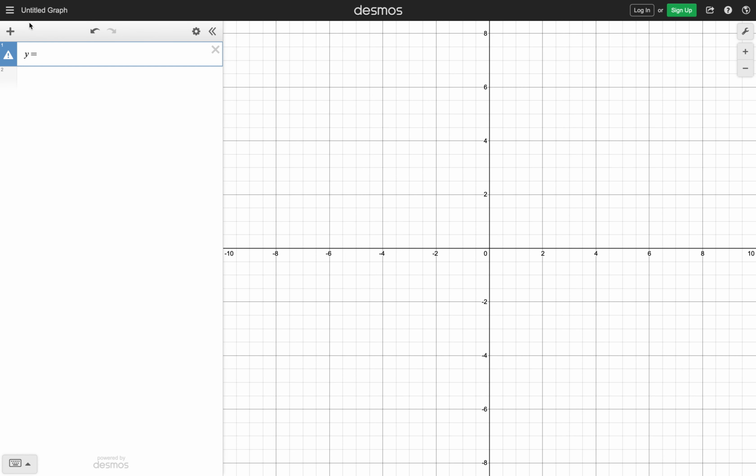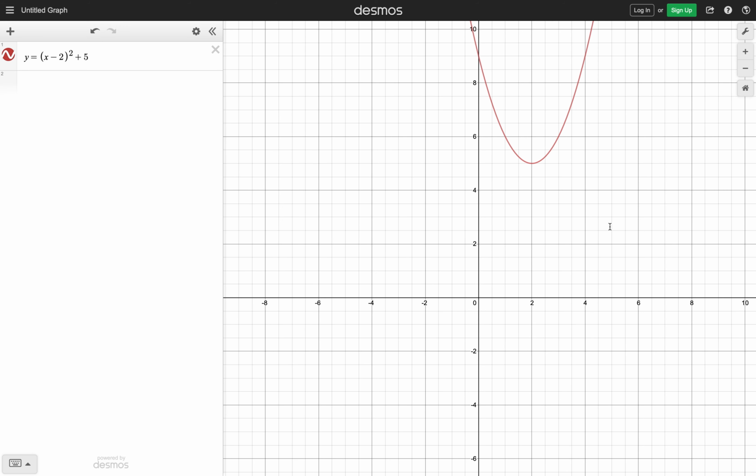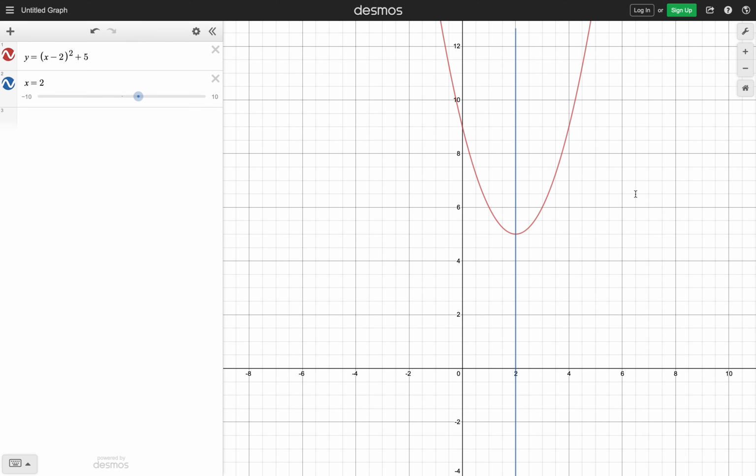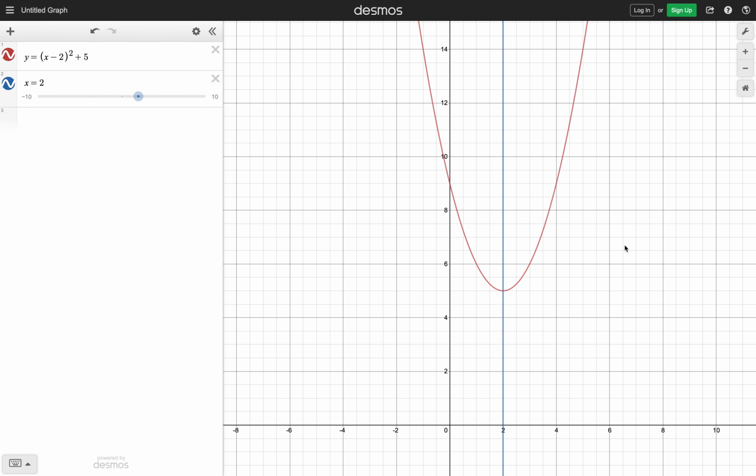Okay, so we're going to use y in place of f of x. You have y is equal to the square of x minus 2, followed by the addition of 5. So we get this to show up as well. And if you notice, we have the graph of y equals the square of x minus 2, plus 5.